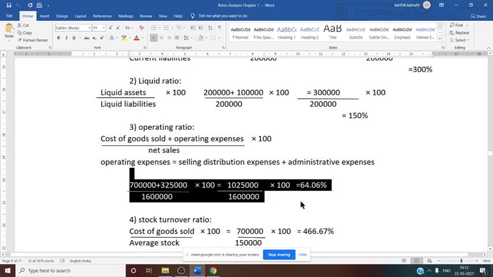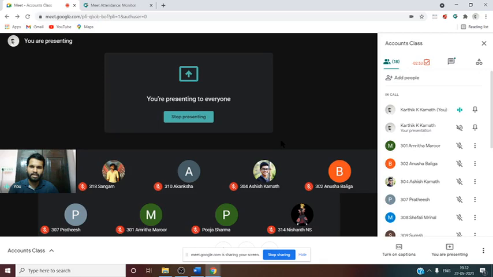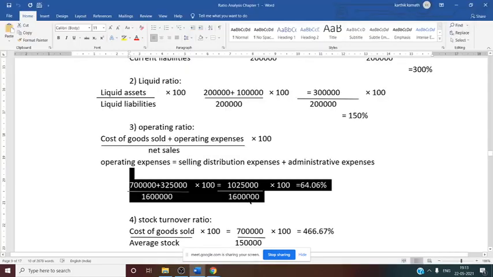So the answer is 64.06%. This 64.06% in terms of ratio is 0.64:1. So that is in terms of ratio. If you want to write it, you will write it like that. Yes.